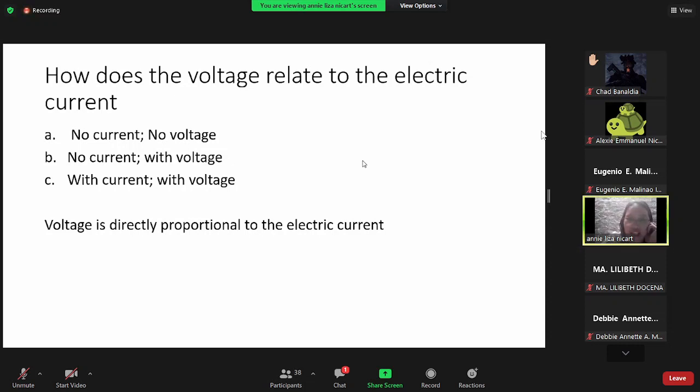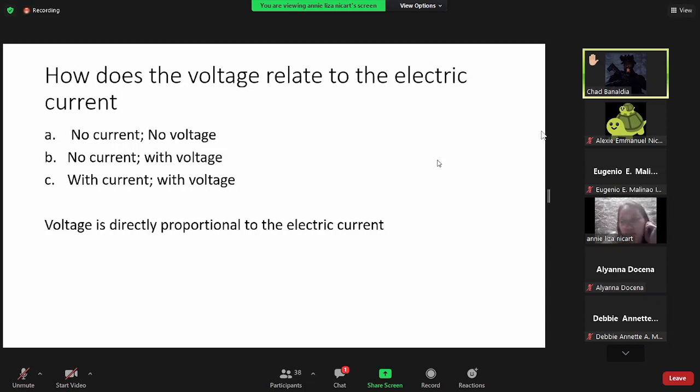Bakit high voltage, not high current? Yes, Chad? Kasi mas mataas ang voltage, mas mataas din ang current. So mas fatal ito sa tao.